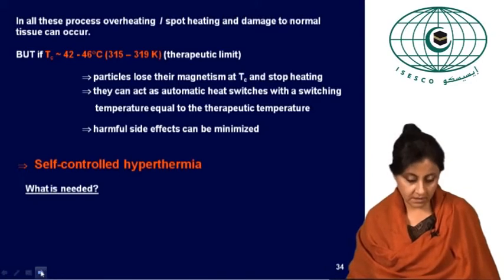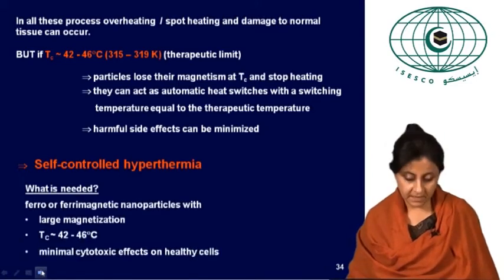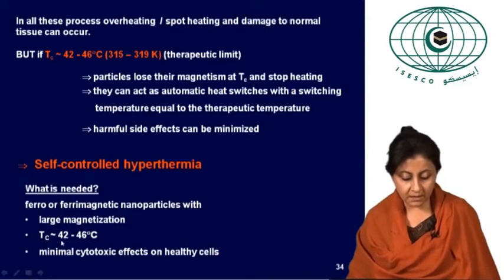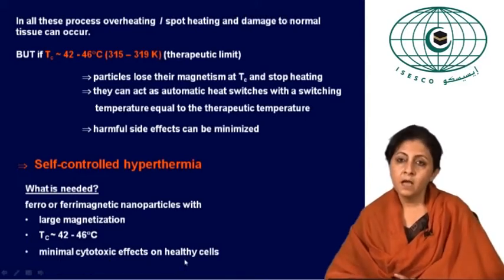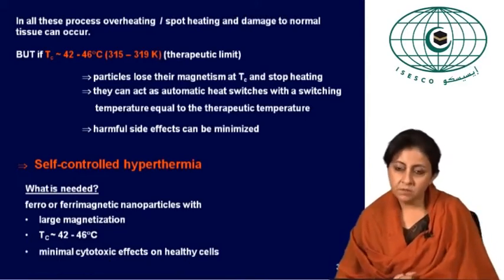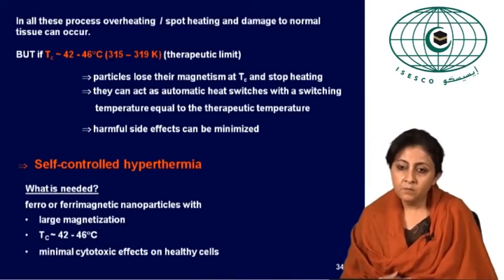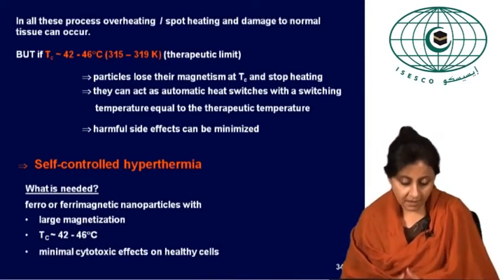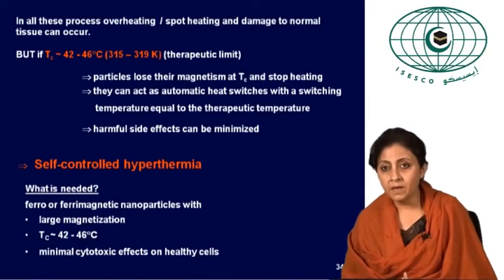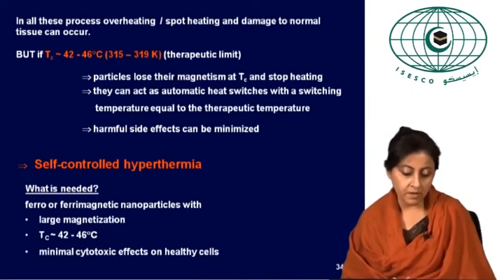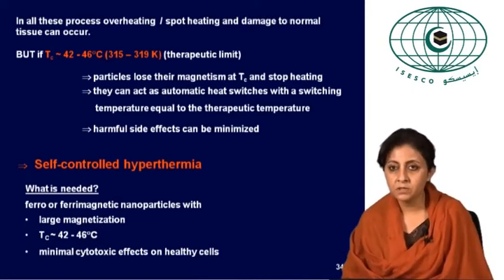So what is needed for that? We need ferro or ferrimagnetic nanoparticles with large magnetization, Curie temperature lying in the range 42 to 46 degrees centigrade, and minimal cytotoxic effects on healthy cells. And this is quite challenging because both the magnetization and the Curie temperature vary in the same manner. However, what we require here is large magnetization and low Curie temperature.